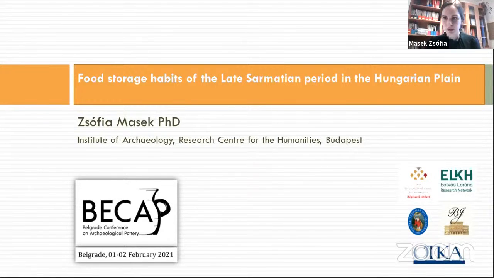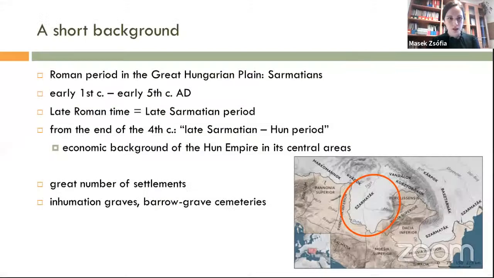So we stick to the region, but we move forward a bit in time. I would speak about the late Sarmatian period of the Great Hungarian Plain. In the Roman period, a new population of Eastern origin lived eastwards from the Danube in the Carpathian Basin. The Sarmatians settled in the territory of the Hungarian Plain in the early 1st century AD.